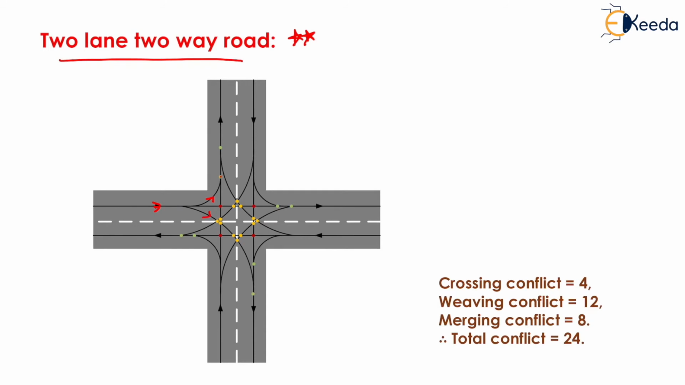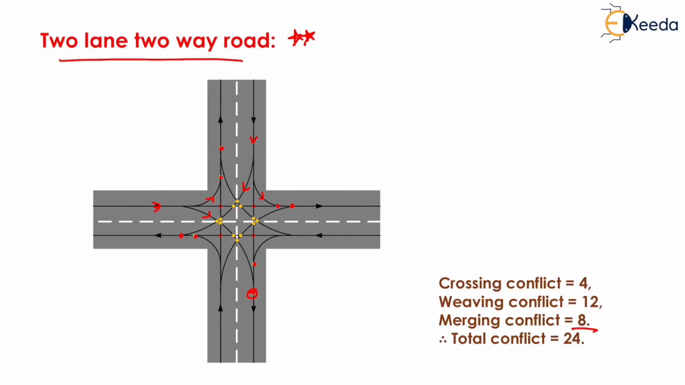So there will be one merging conflict, as well as one merging conflict there, that is at this point. Similarly, if this vehicle is trying to change its path from this direction to this direction, or from this direction to this direction, then there will be merging conflicts here too. Similarly, there will be more merging conflicts at the remaining points. So the total merging conflict will be equal to 8 here.